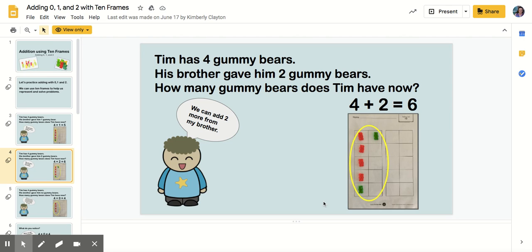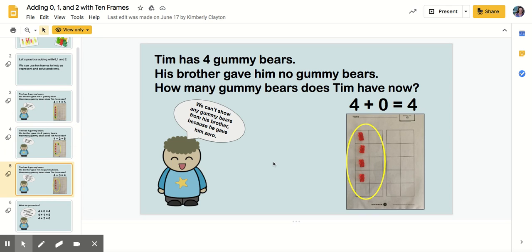And another useful tip and way we can use our 10 frame to help us add is it organizes all of these little pieces to help us be able to see. Because sometimes if they're just in a group or huddled up, it's hard to be able to count and see how many there are. And because they're spaced out so nicely right here, we can really tell how many gummy bears we actually have. I can clearly see that we have 4 red and 2 green, which gives us 6.